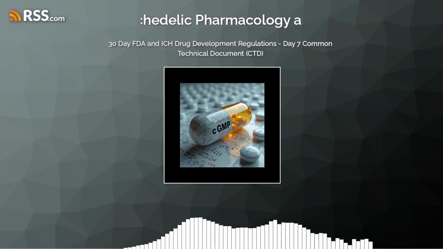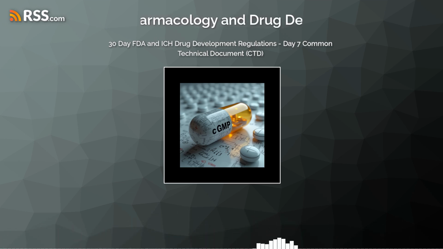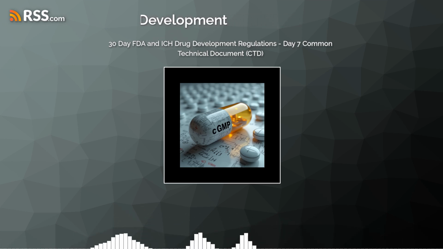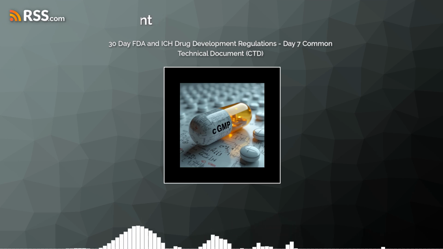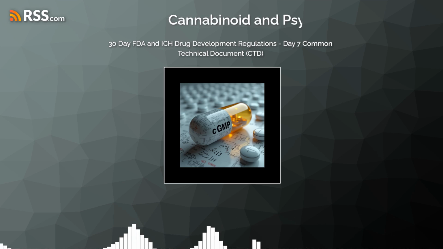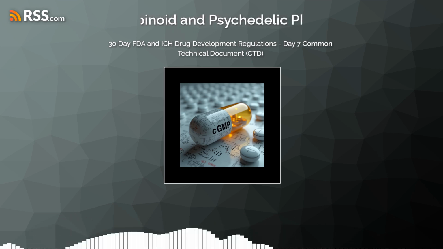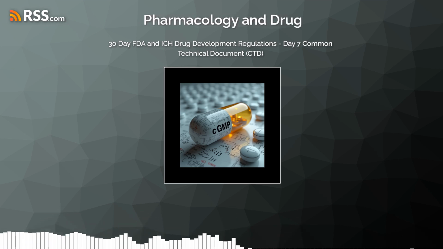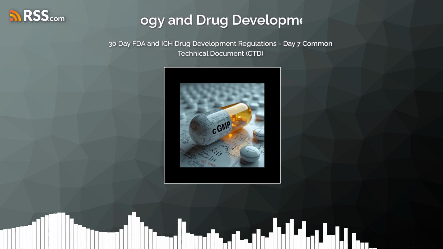Well, let's start with Module 1. That's where you find all the administrative stuff and the prescribing information. Kind of like the cover letter and table of contents for the drug application. It's got things like the drug's name, its proposed name, how it's given, and what it's intended to be used for. So it's like introducing the drug to the regulators, giving them the basic facts and figures. Yeah, exactly. What about Module 2?